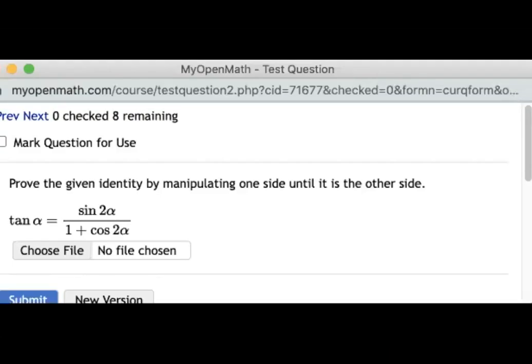We didn't do that one. So, it's another trigonometric identity. And this one is important. We have to prove that tangent alpha is sine of 2 alpha divided by 1 plus cosine 2 alpha.